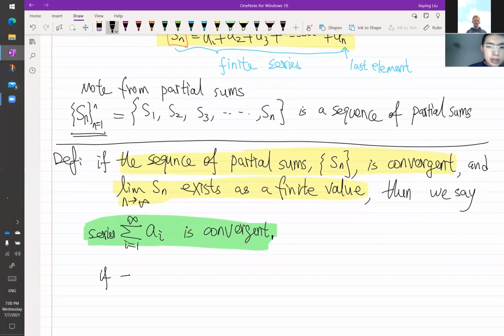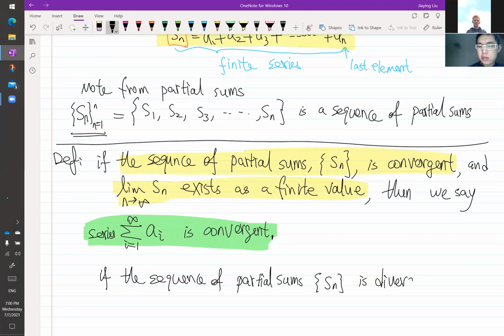If the sequence of partial sums Sn is divergent, which also includes the case that the limit of Sn does not exist or is infinite, then we say that the series is divergent.